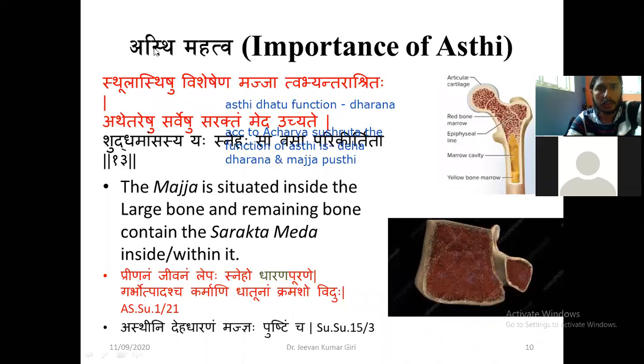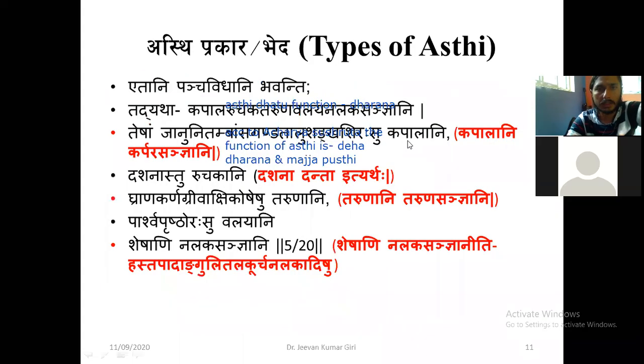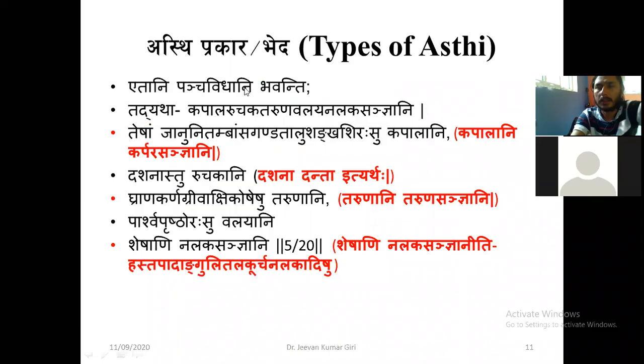Now we'll go for the next, that is the types of Asthi, or Asthi Prakara. The Acharya has classified the Asthi, the bone of the body. Here, not only bone, the cartilages are also considered as Asthi by the Acharya. So the skeletal elements of the body are classified by the Acharya into different types. According to Sushruta, etani panchavidhani bhavanti. So there are 5 types of Asthi.